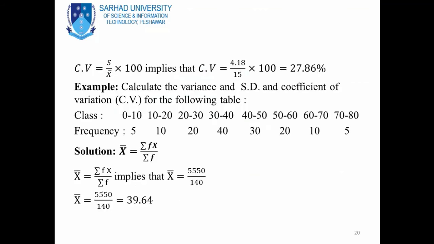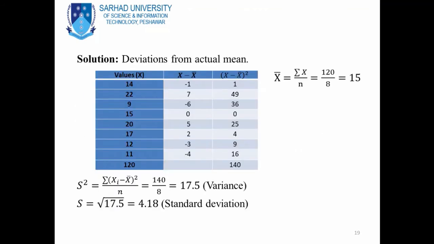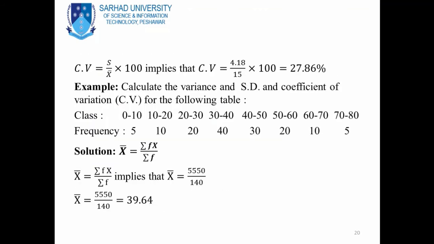So the coefficient of variation is S divided by x bar multiplied by 100, where S means the standard deviation. Standard deviation is 4.18 divided by mean 15 multiplied by 100, which is 27.86%. Now to calculate the variance and standard deviation in the form of grouped data, you see over here, this is the previous example.